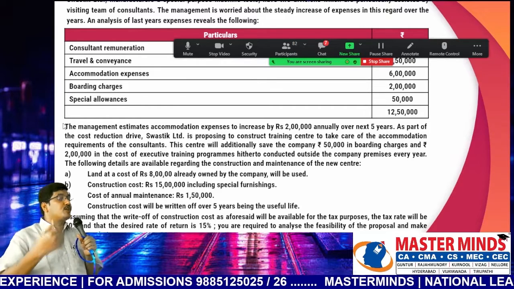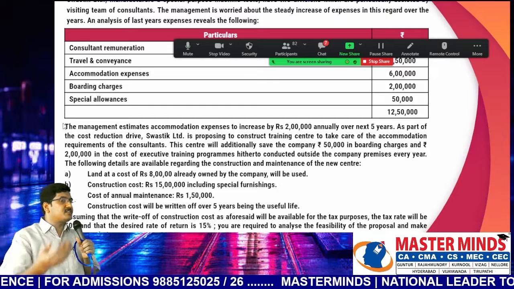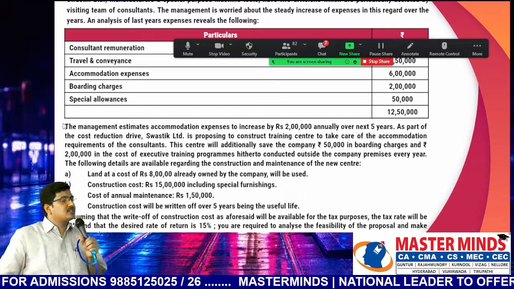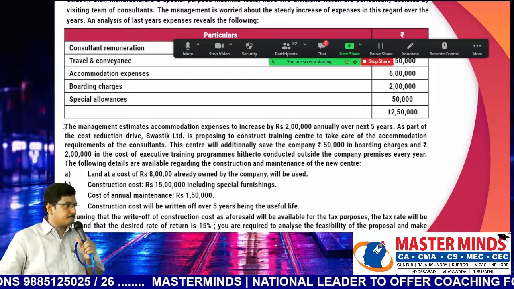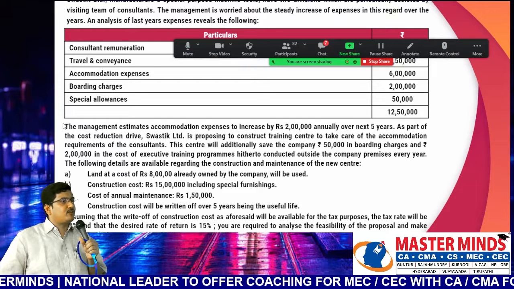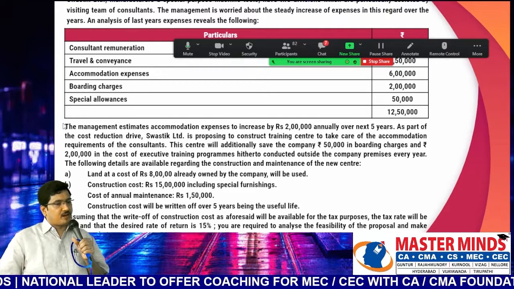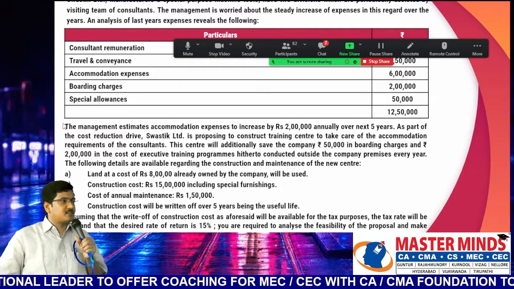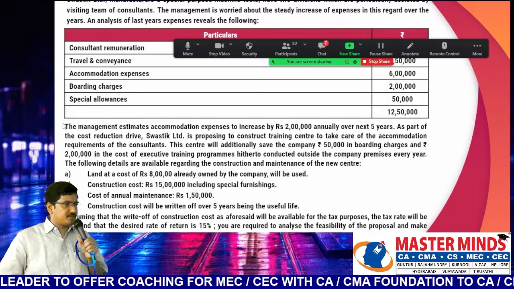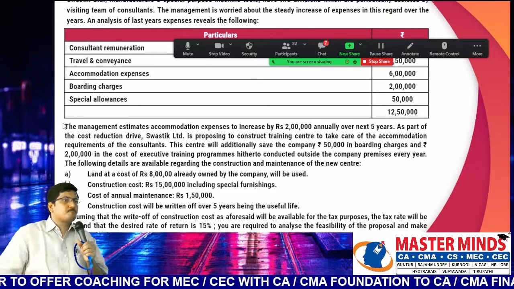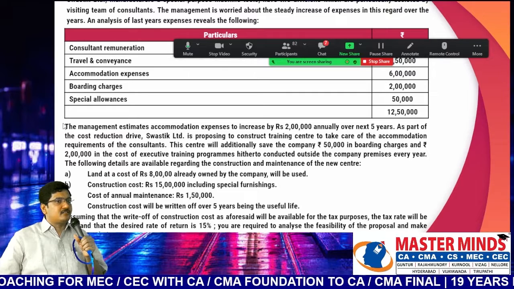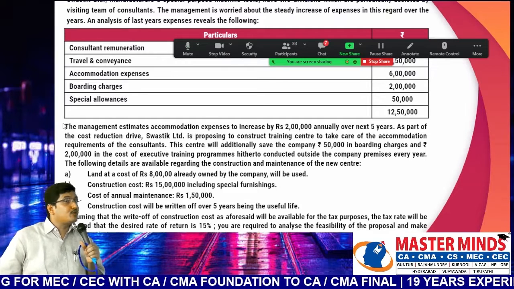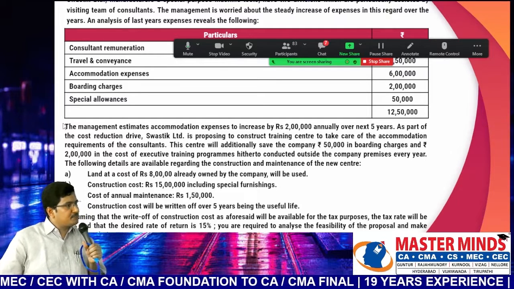What is it that you are going to get after deducting this depreciation? That's called PBT, profit before tax. Tax at the rate of 50%. Wonderful. Deduct tax at the rate of 50%. What are you going to get? Profit after tax. Now you need to add back depreciation.